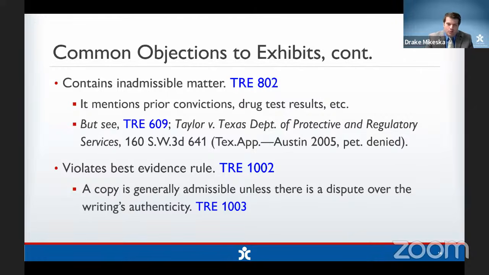And so just again, knowing your rules, knowing the grounds, knowing how to prove those grounds can help you overcome those objections. Next slide, please.